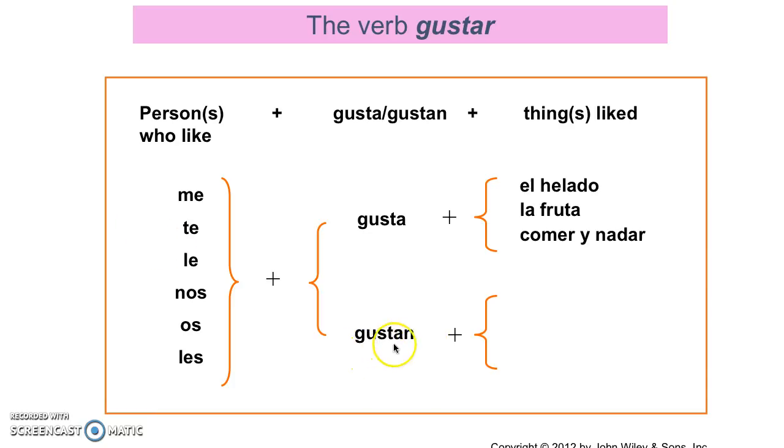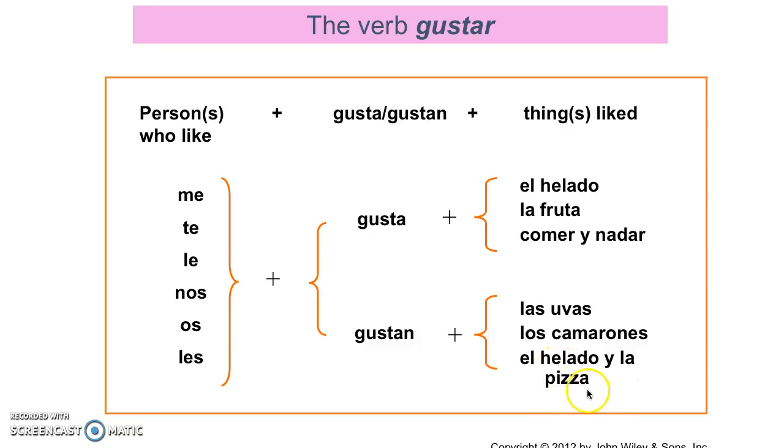Okay, so our next form is gustan. And here are the subjects we would have in order to use gustan. So we have las uvas, los camarones. Both of these are plural nouns. And then we have a list of two nouns here. So we could have a list of two. We could have 20. They could be singular and plural or a combination of both.